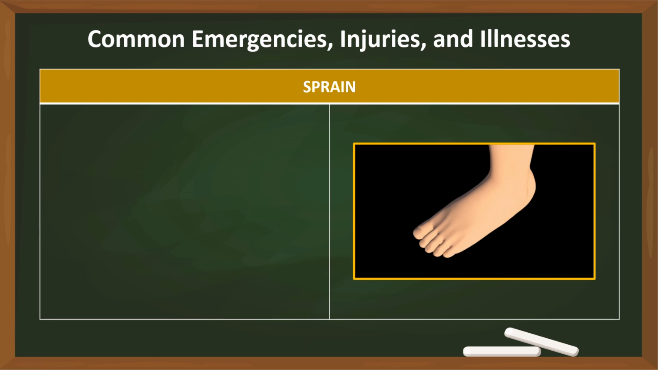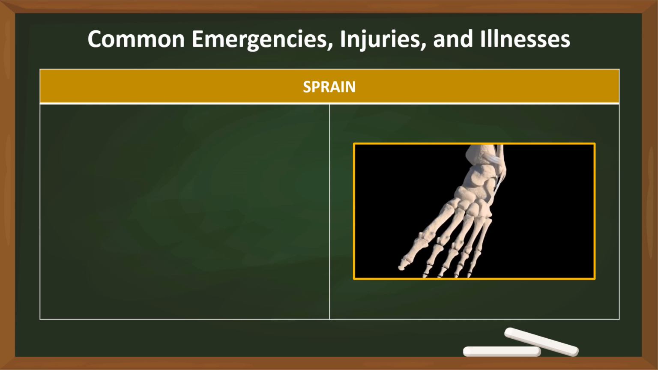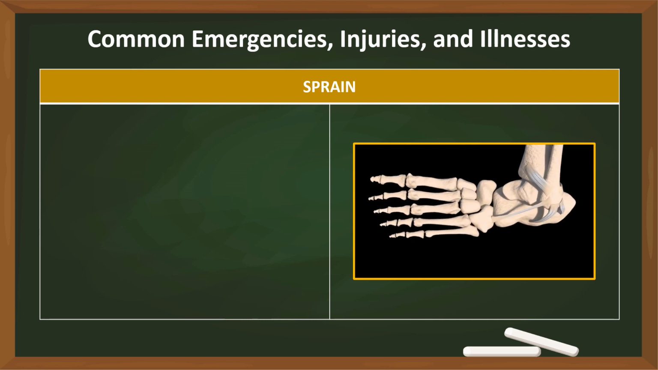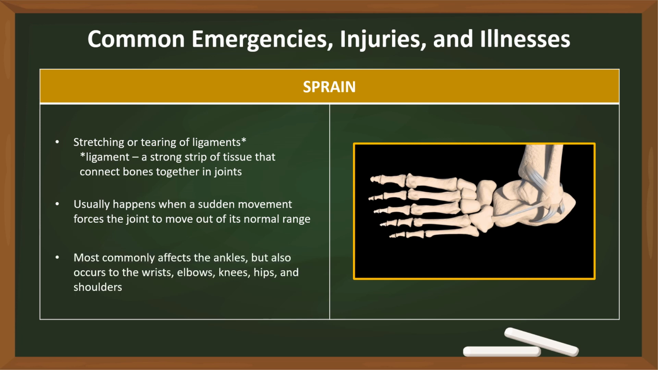Then, we have sprains, another common injury. Sprain refers to the stretching or tearing of ligaments. It usually happens when a sudden movement forces the joint to move out of its normal range. Sprains most commonly affect the ankles, but they occur to other body parts as well.